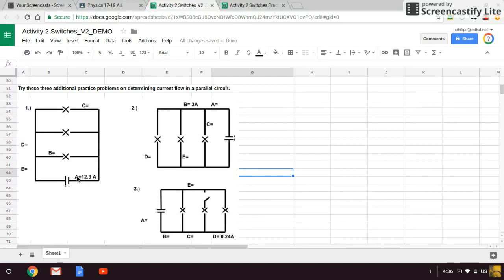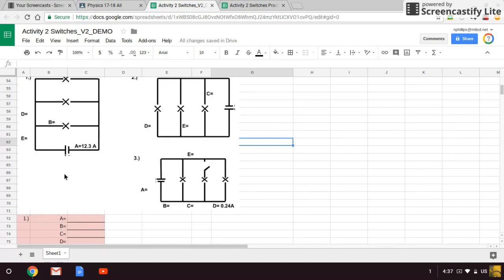So this total current A equals 12.3 amps, leaves the battery, goes around, and comes to here. At this point, since we know we have 3 pathways, it gets split into thirds. So a third, 4.1 amps, drops off and goes through B. What carries on? The other 2 thirds. So you can do 12.3 minus 4.1 and you get 8.2. So 8.2 carries on. It's the same on the other side.